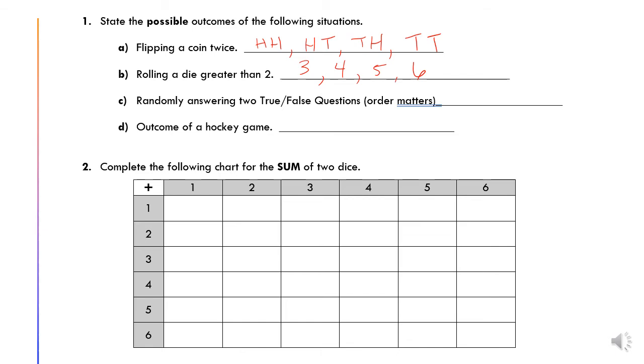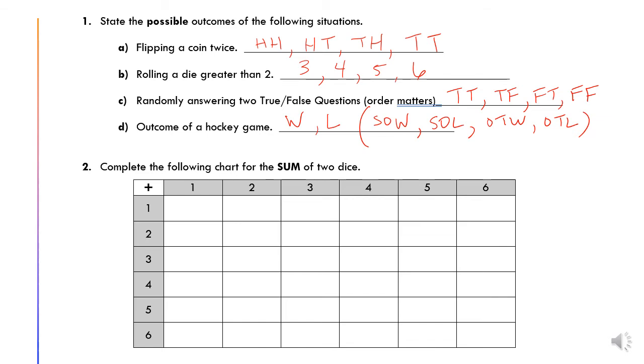If you randomly answer 2 true-false questions, again, order matters. So you could answer true, true. You could answer true, false. You could answer false, true, or you could answer false, false. The outcome of a hockey game: we'll do a simple one and a more complicated one. Simple, you could win or you could lose. If we want to be super precise, you could also have a shootout win, a shootout loss, an overtime win, or an overtime loss.